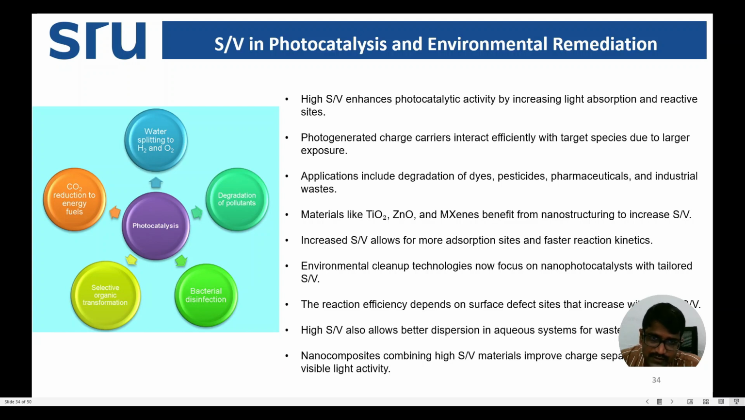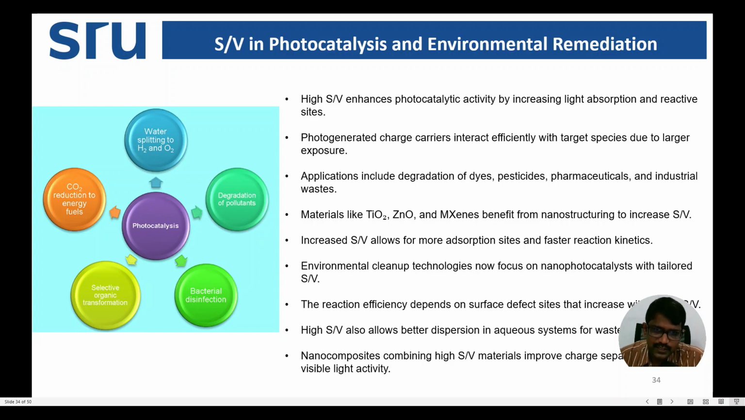Okay, we already discussed in previous slides that by using redox reactions, we can create photo-generated charge carriers, that is electron-hole pairs. So if a material absorbs more sunlight, more light, it can generate more photo-generated charge carriers, so these charge carriers can participate in many reactions. Okay, so the efficiency of the process will increase.